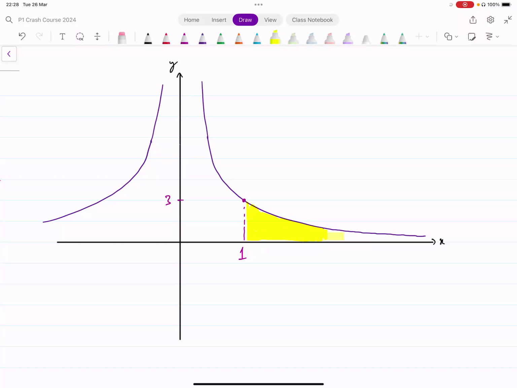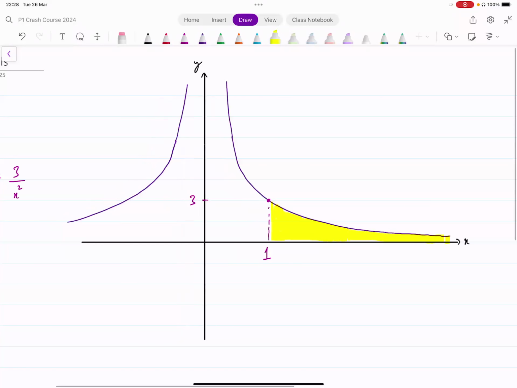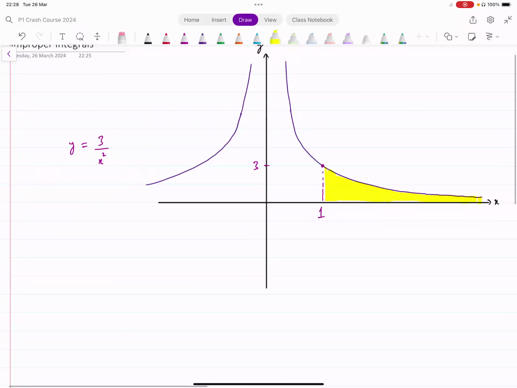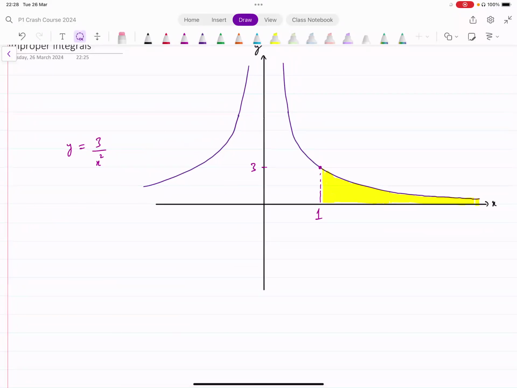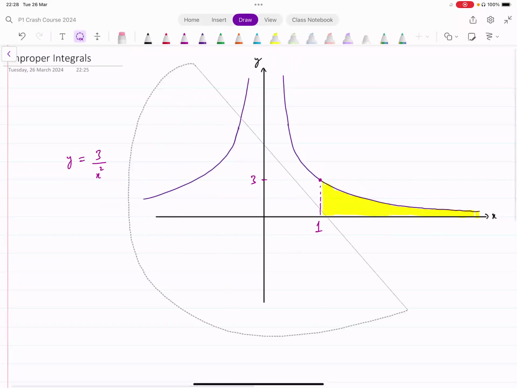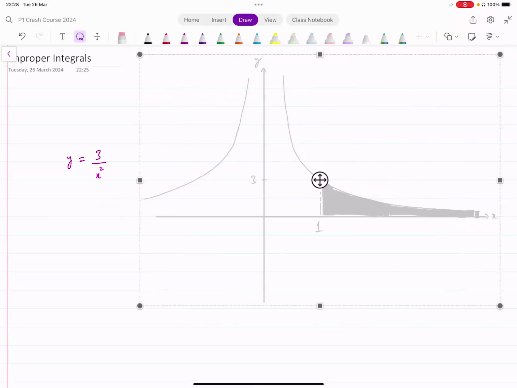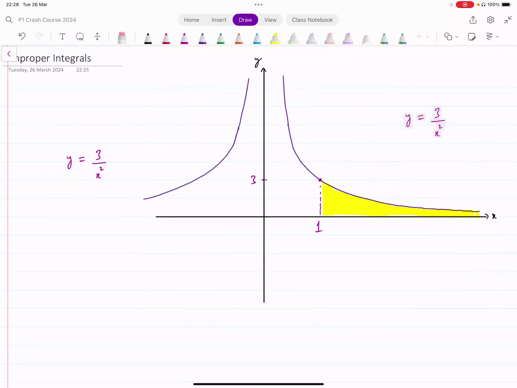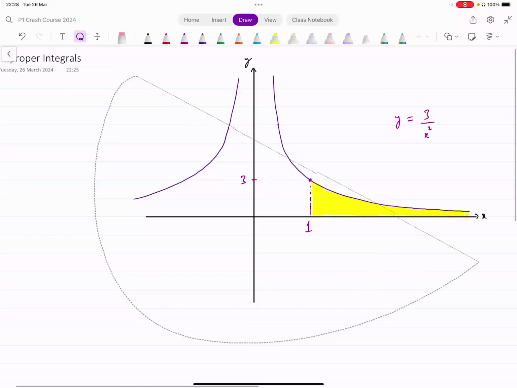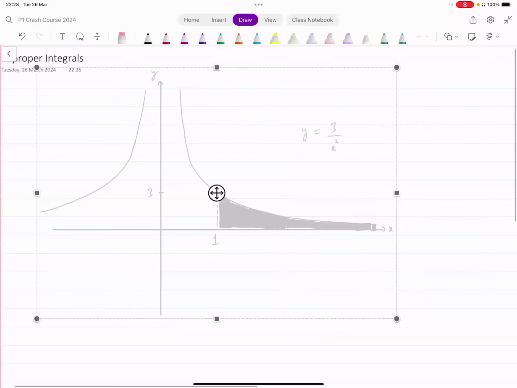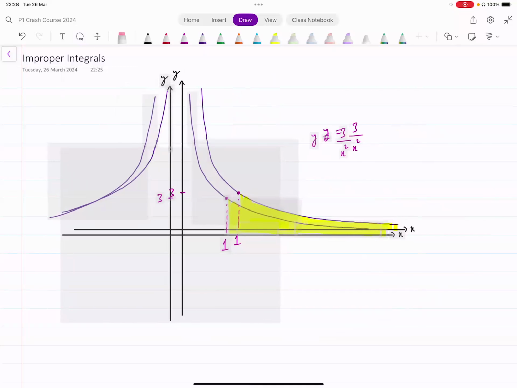We are interested in all of this region. We want to find the area of this region. That's what the problem is. Okay. So the function is y equals 3 over x squared. And we are interested in all of this area. Now, let me just make some space here. This is the area that we want to find out.